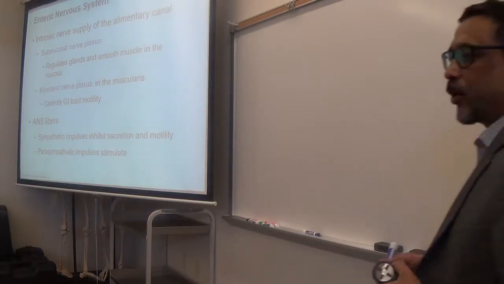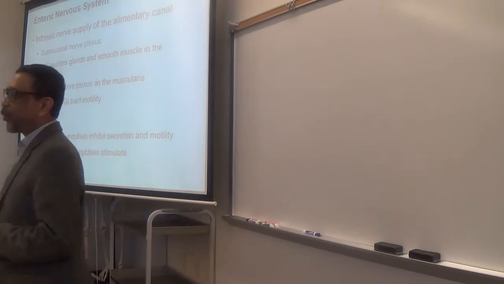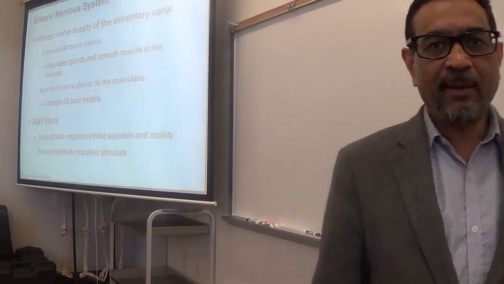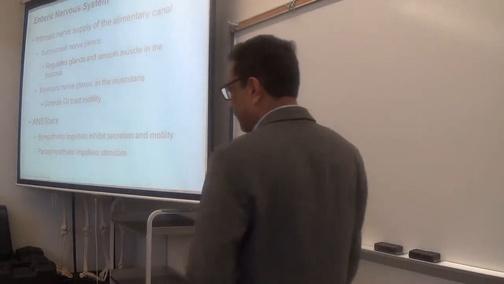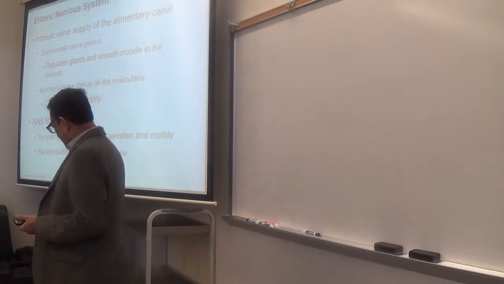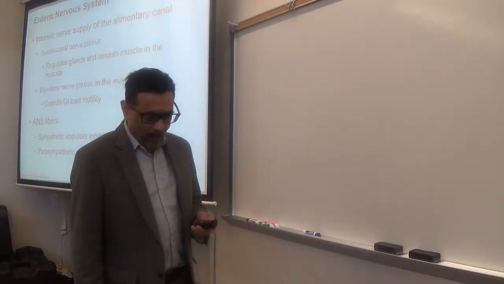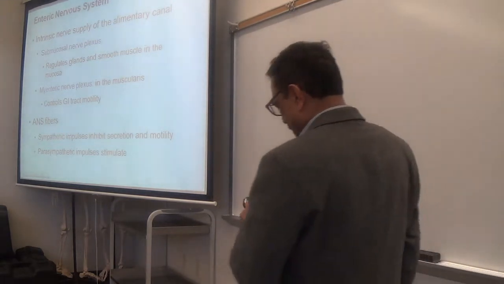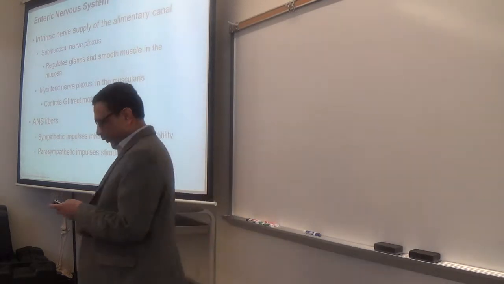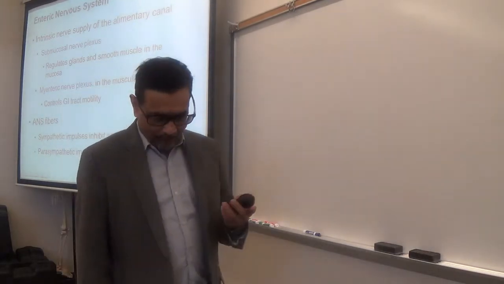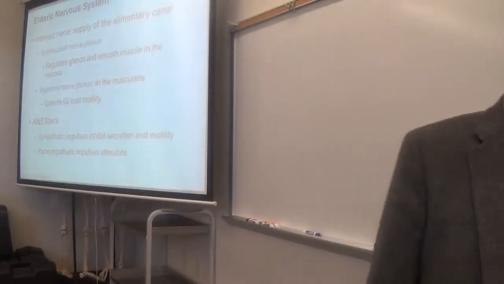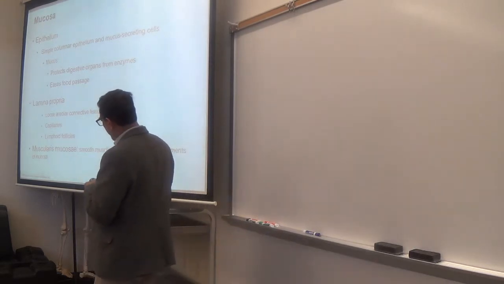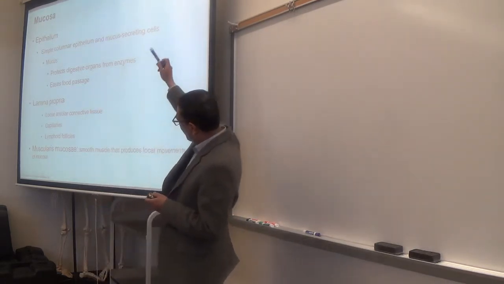We were talking about 4 layers in the wall of the GI tract: mucosa, submucosa, muscularis externa, and serosa. Mucosa has 3 layers in it: lining epithelium, then muscularis mucosa and lamina propria. So these are 3 layers from inside to outside.